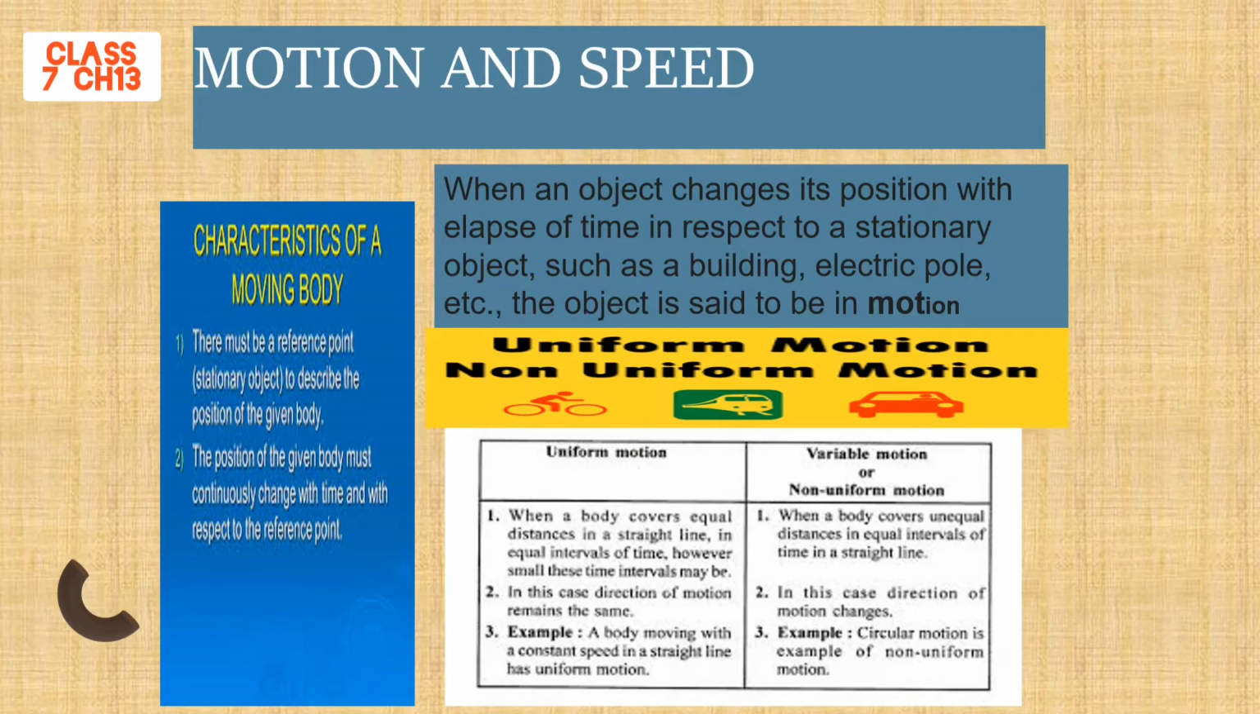Depending upon this, there are two types of motion: uniform motion and non-uniform motion. Uniform motion: when a body covers equal distance in equal interval of time, then the motion is called uniform motion, and in this uniform motion, direction of motion remains the same. Coming to the variable motion or non-uniform motion, when a body covers unequal distance in equal interval of time in a straight line, then this type of motion is called variable motion or non-uniform motion.